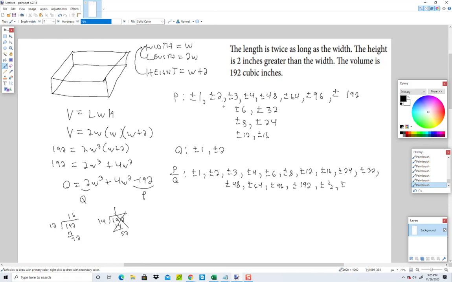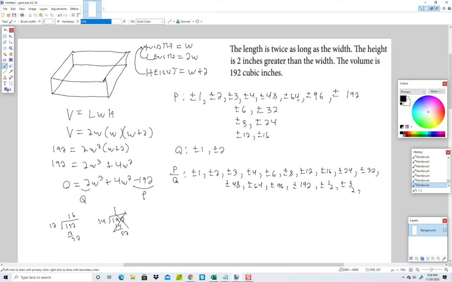I'm going to have 2 over 2, which is 1, which I already got listed. 3 over 2, so 3/2. 4 over 2, that's 2, which I already got listed. 6 over 2, which is 3, got that listed. 8 over 2, which is 4, got that listed. 12 over 2, which is 6, I got that listed. 16 over 2, which is 8, I got that listed. 24 over 2 is 12, I got that listed. 32 over 2 is 16, I got that listed. 48 over 2 is 24, I got that listed.